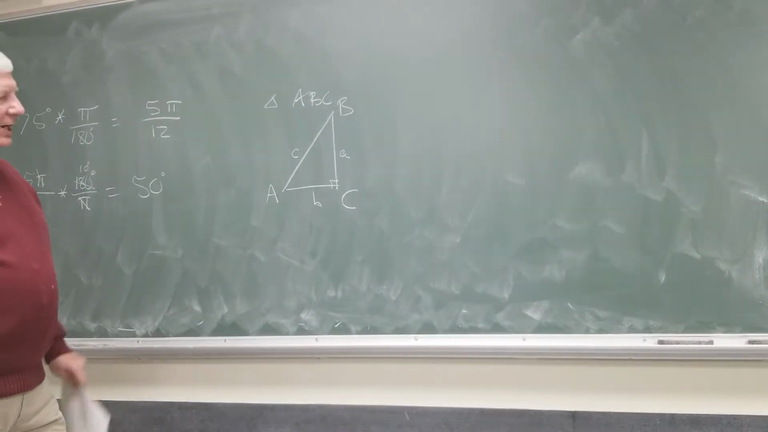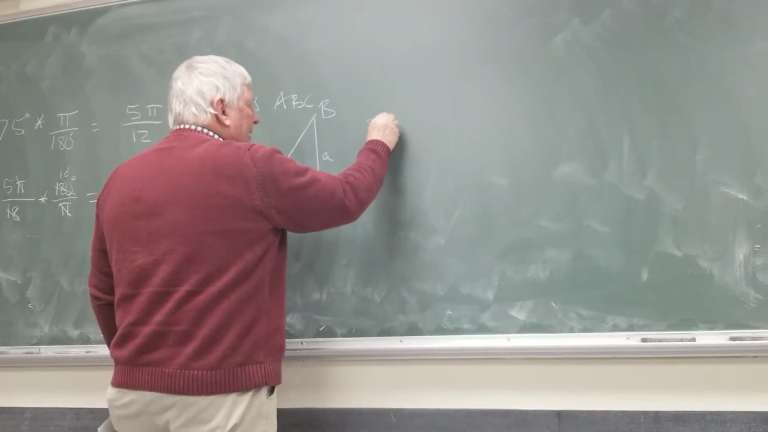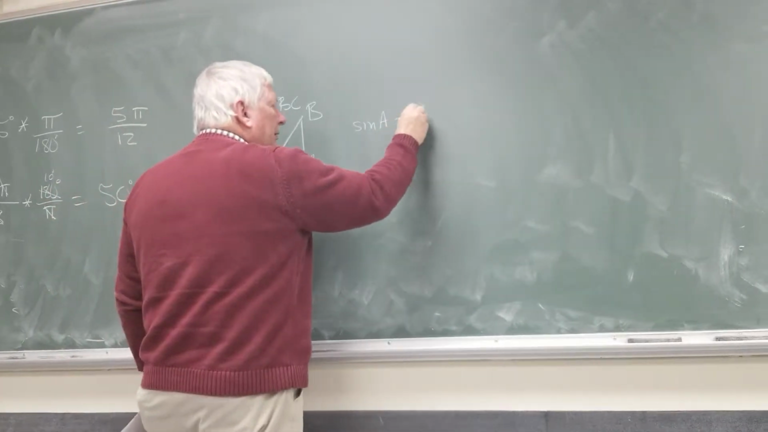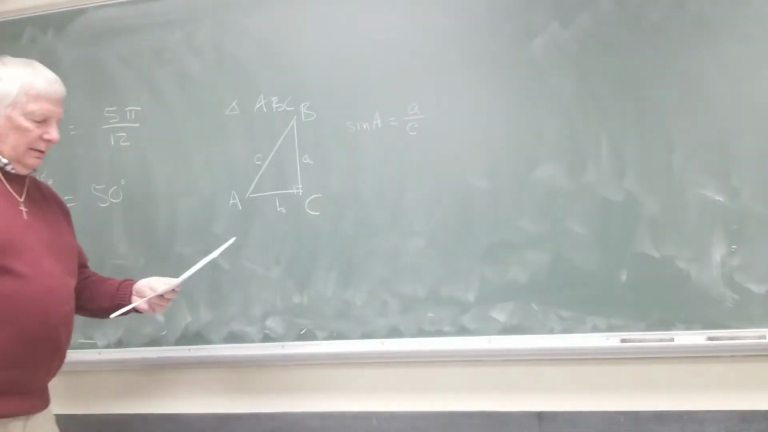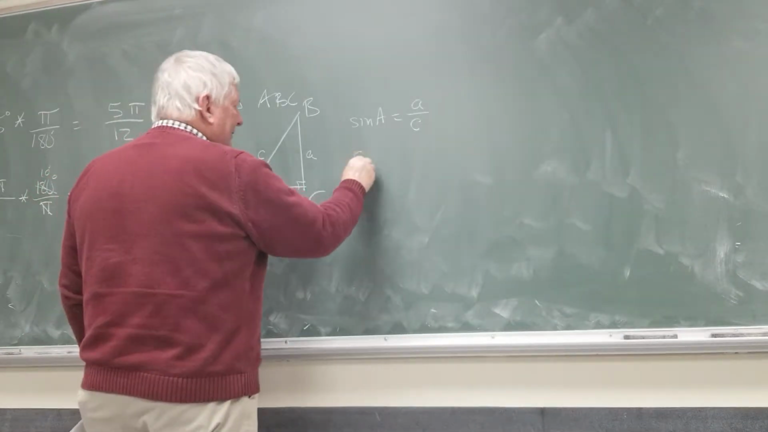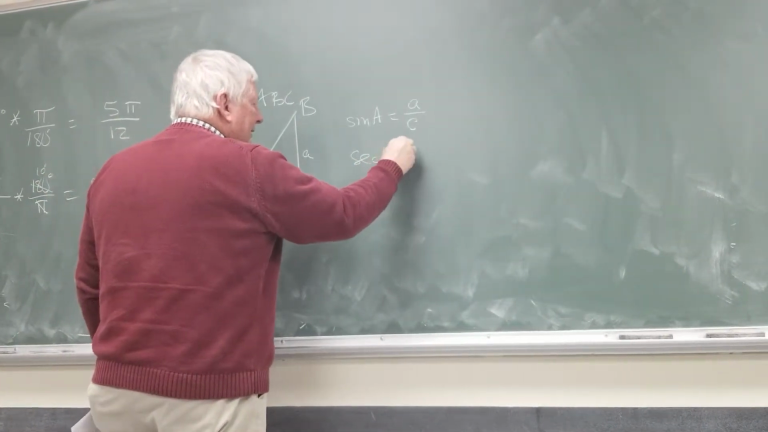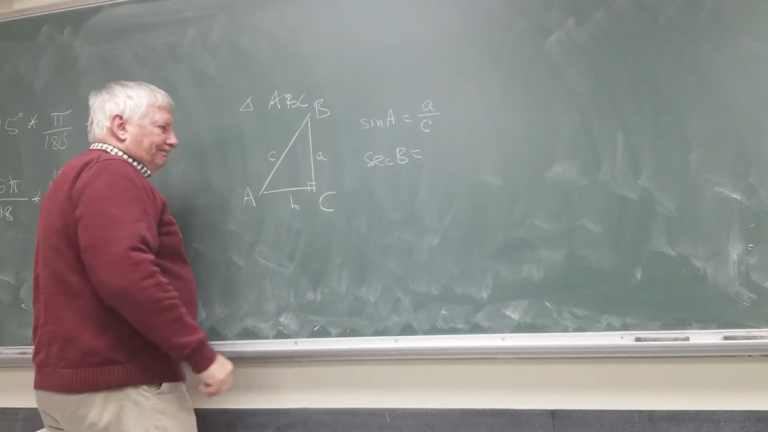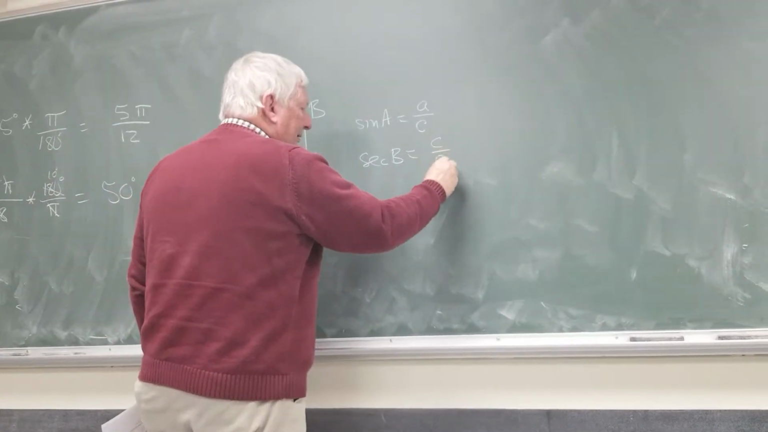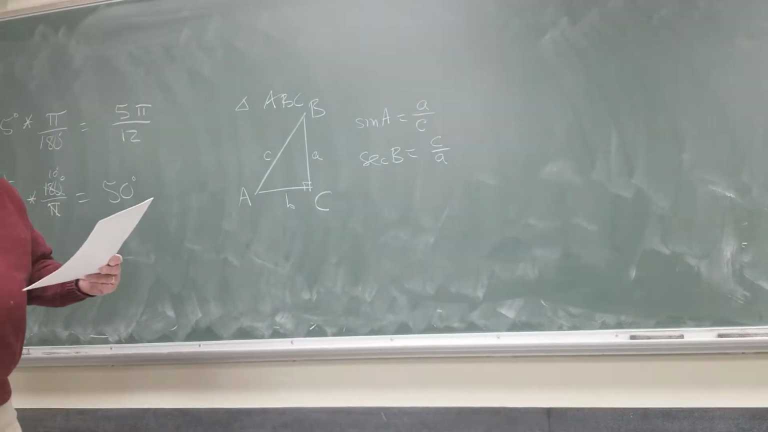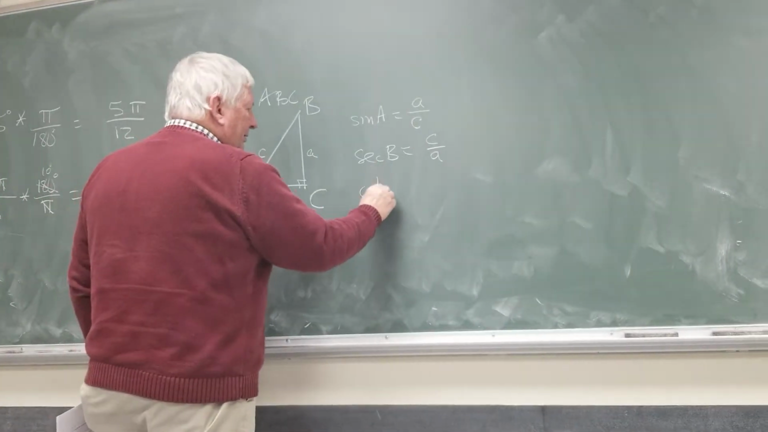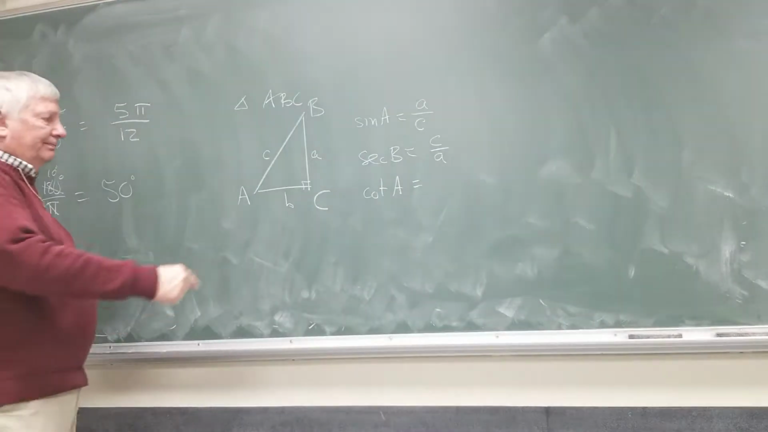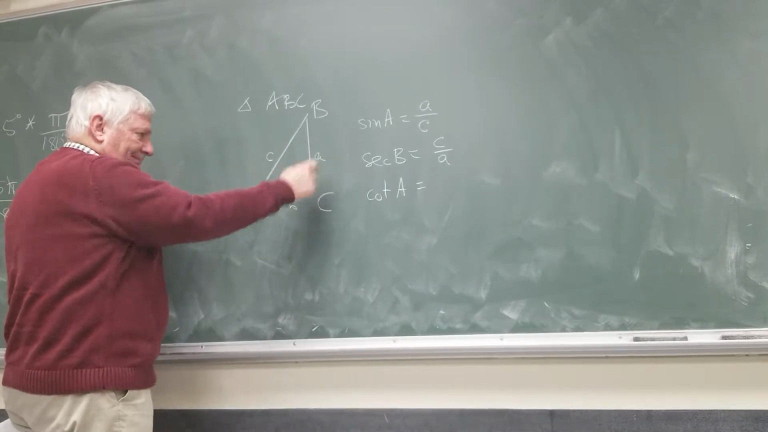So we want to find the sine of angle A. Sine of angle A is its opposite over the hypotenuse, a over c. Next, the secant of B. The secant of B is its hypotenuse over its adjacent, c over a. And lastly, the cotangent of A. Cotangent of A is its adjacent over its opposite.